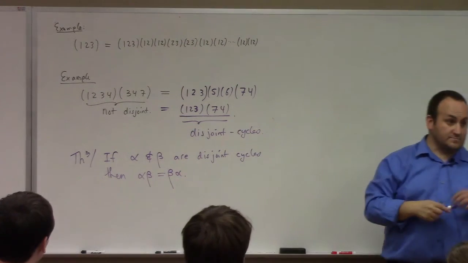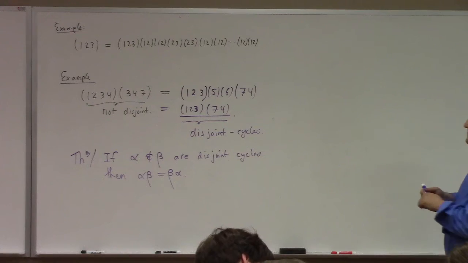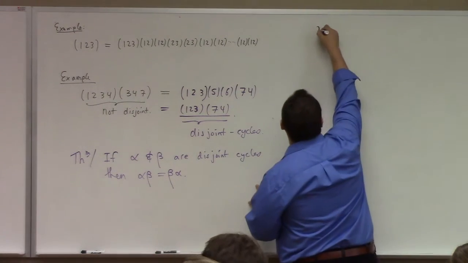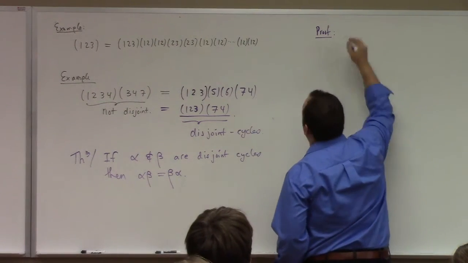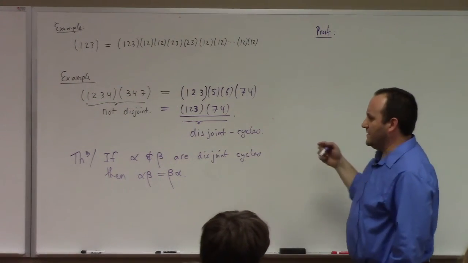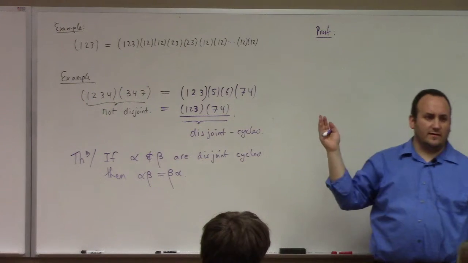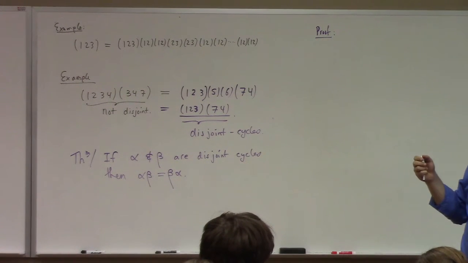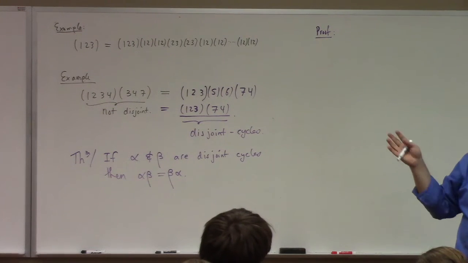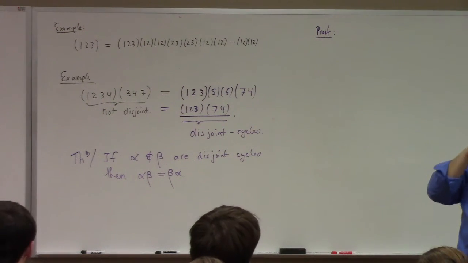How would you prove this? I have a proof in the notes, by the way, that any permutation can be written as a product of disjoint cycles. I think my time is better spent showing you lots more numerical examples as opposed to going through that proof.